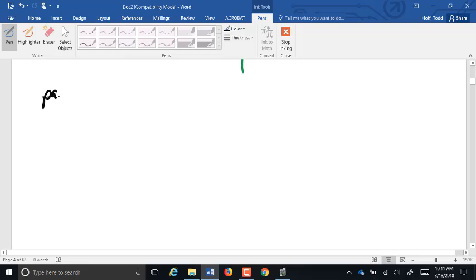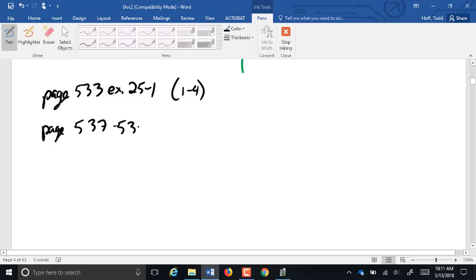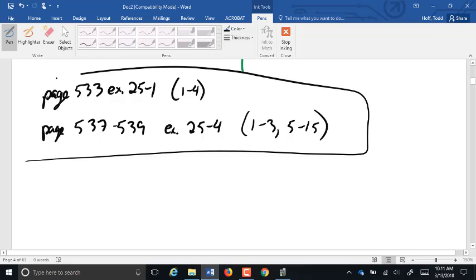I'm going to let you guys work for about 10 minutes here, and we'll take our break. On page 533, exercise 25-1. There's only problems 1 through 4, so you just do all of those, identifying parts of the circle. Then page 537 through 539, exercise 25-4. I'll have you do 1 through 3 and 5 through 15. So let you guys have the next 10 minutes to work on those.